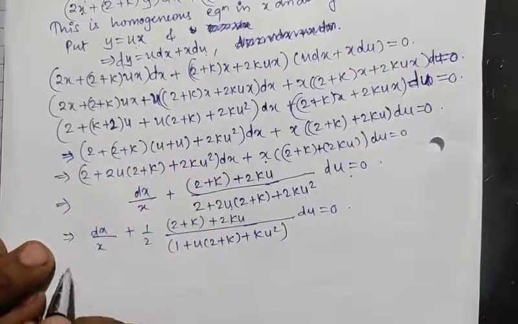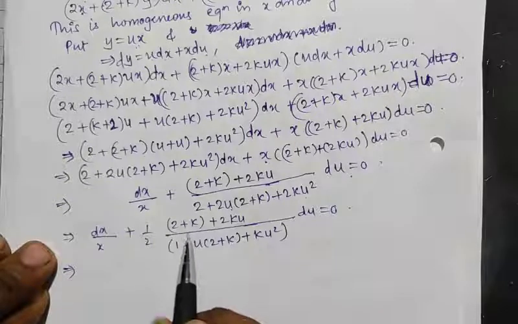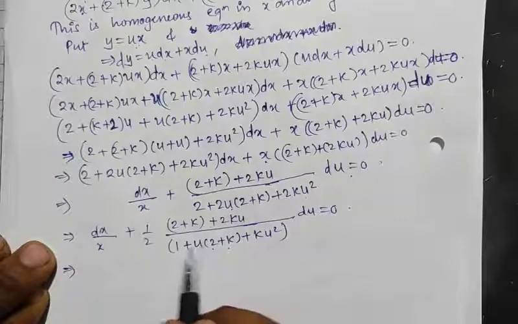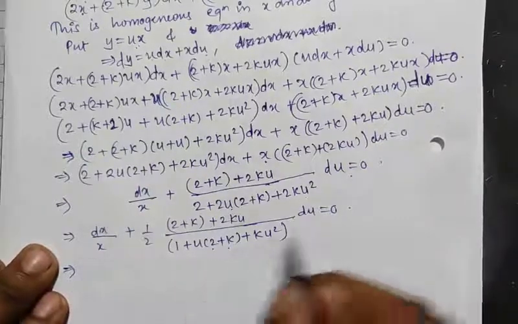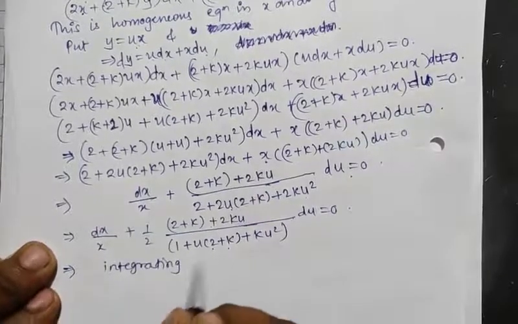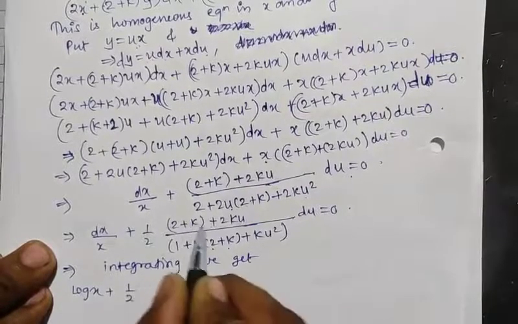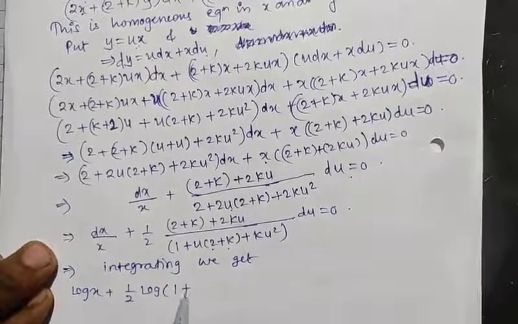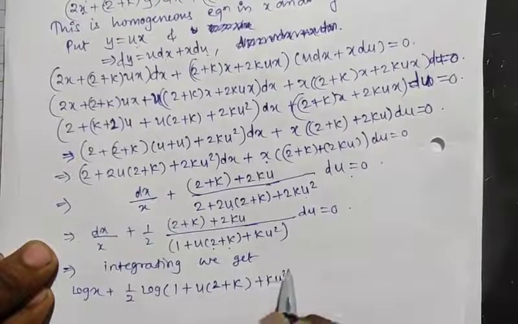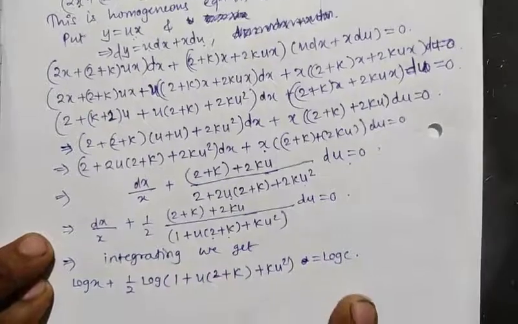Which implies that, taking the derivative of this with respect to u, we will get twice k plus twice ku. So this is okay. After integrating it, we get log x plus 1 upon 2 log of (1 plus u into (2 plus k) plus k u squared) is equal to log c, the integrating constant.